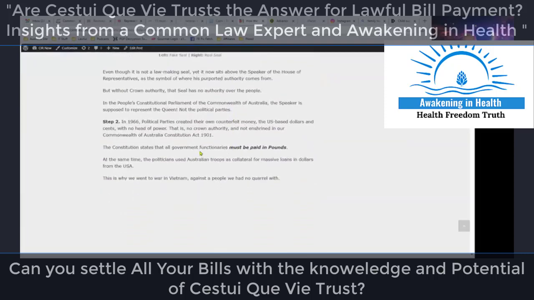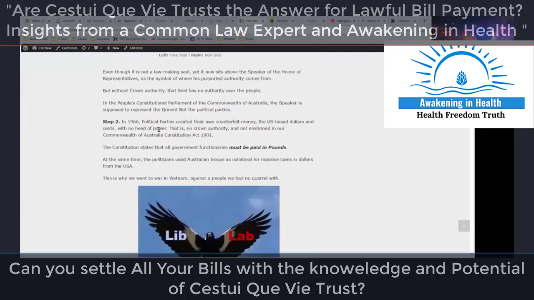So by taking control of the Governor-General, they got rid of the Queen. Now, step 2, in 1966, the political parties created their own counterfeit money, and they did this because they wanted to borrow a lot of money off the American banks. The American banks basically said, yep, we'll lend it to you, but you have to do 2 things. You have to change your money over to dollars so that you can repay the loan, and you must send your army and young men and women to fight for us in Vietnam.